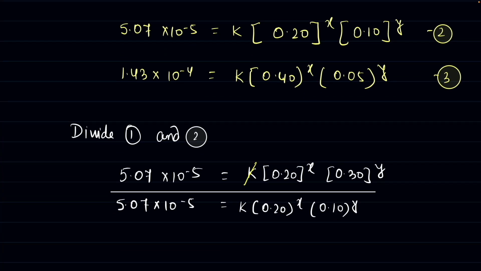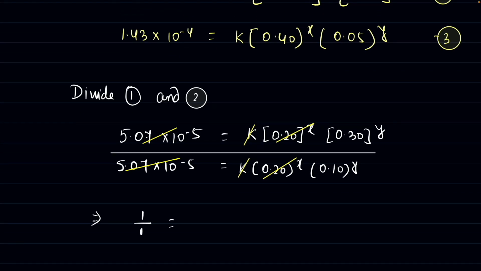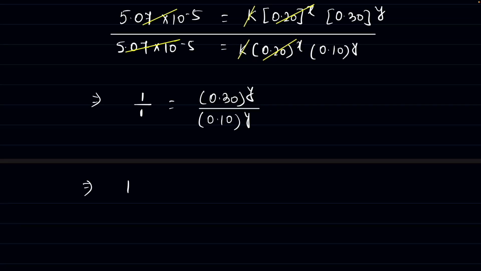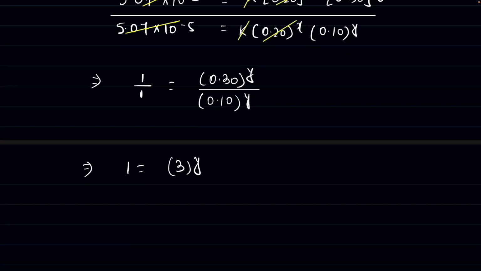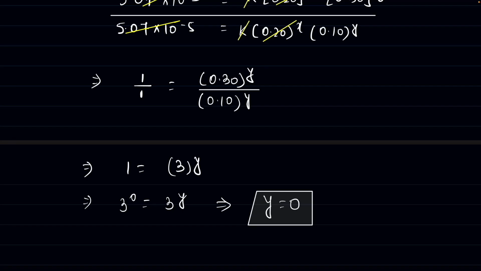So here K gets cancelled, these values get cancelled, and these also get cancelled. So further we can write the relation 1 by 1 is equal to 0.30 to the power Y divided by 0.10 to the power Y. It can be written as 1 is equal to 3 to the power Y. So 1 can also be written as 3 to the power 0 is equal to 3 to the power Y. Based on this, we can say that Y is equal to 0. So we got the order of the reaction with respect to B.